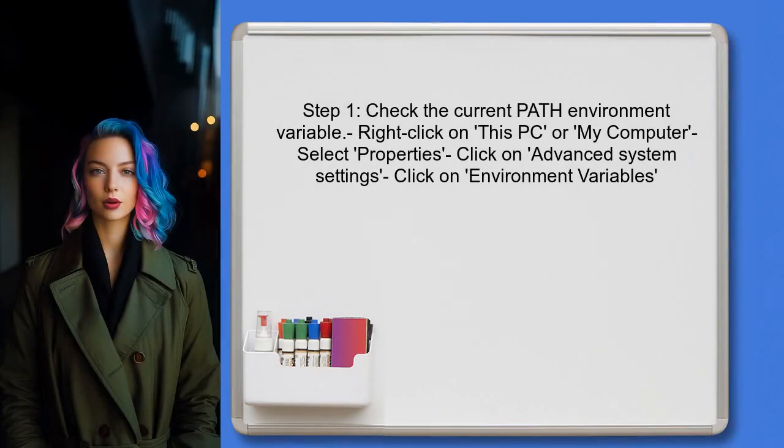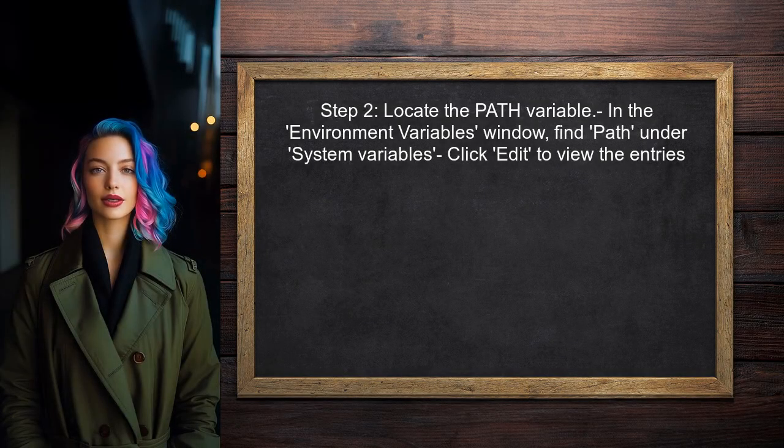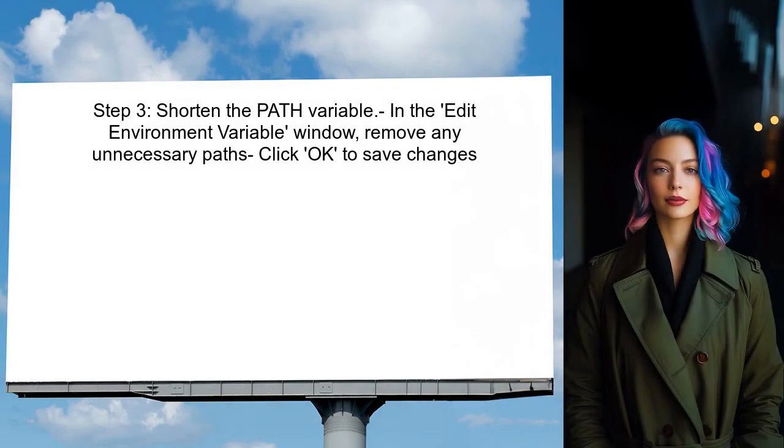To resolve the error regarding the path length, the user should first check the current path environment variable. This can be done by accessing the system properties. Next, the user should look for the path variable in the system variables section. They need to ensure that it does not exceed the maximum length allowed. If the path variable is too long, the user can remove unnecessary entries. This will help to shorten the length and resolve the error.